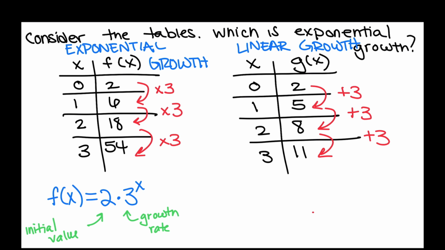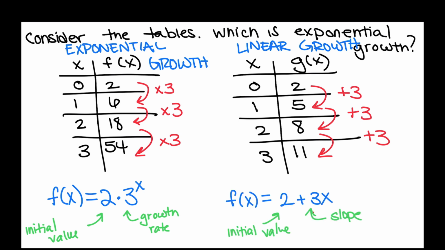For the table on the right, this one is linear growth. The y-intercept is 2. That's my b, or my initial value. And the slope is 3. So we can write this as f of x equals 2 plus 3 times x. And again, you could check if you plug in 1 for x, 2 plus 3 is 5. If you plug in 2 for x, 2 plus 6 is 8, etc.